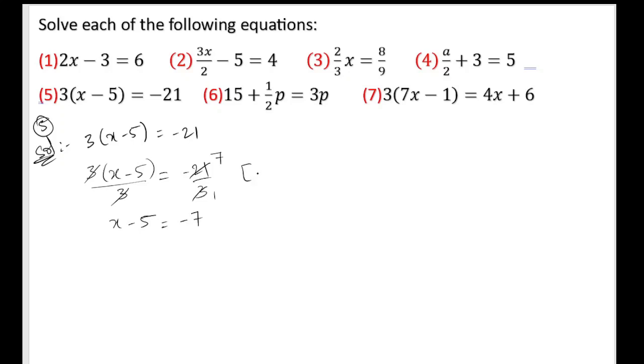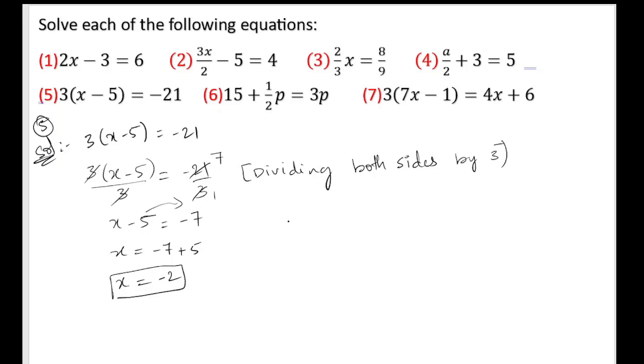So let us write the reason. We have dividing both sides by 3. Next, I want to remove this minus 5. For that we can transpose it to that side. So x is equals to minus 7 plus 5. So we will get x is equals to, now subtract 5 from 7, we will get minus 2. And we will write down the reason here: transposing minus 5 to RHS.